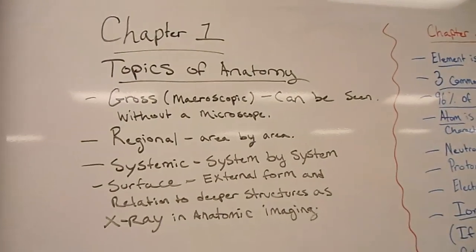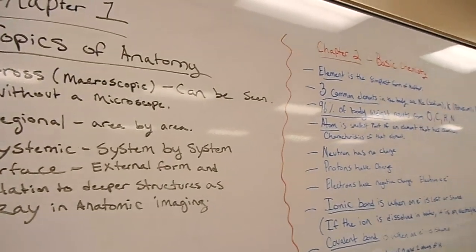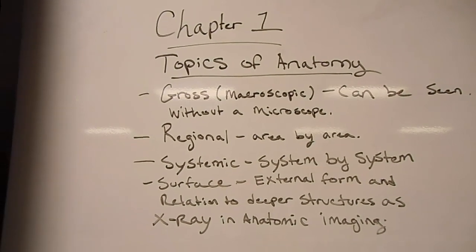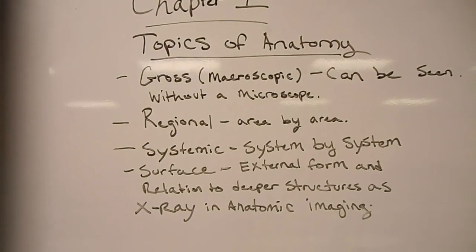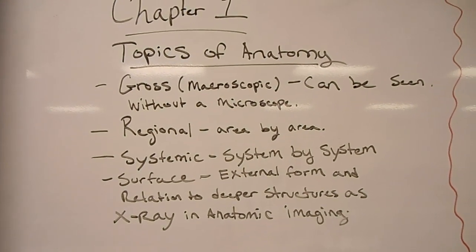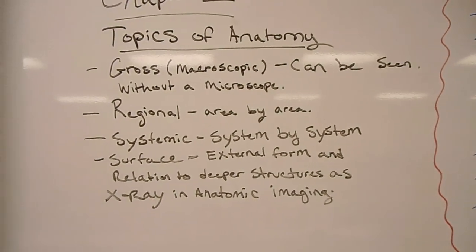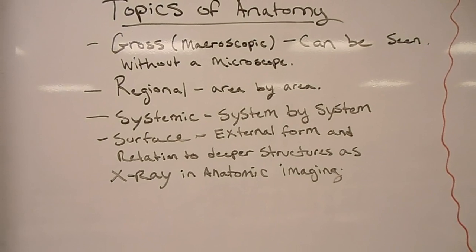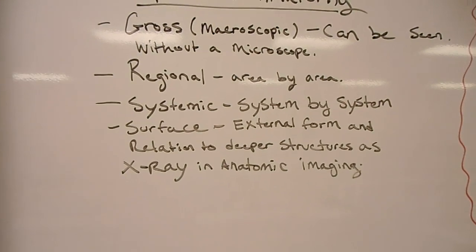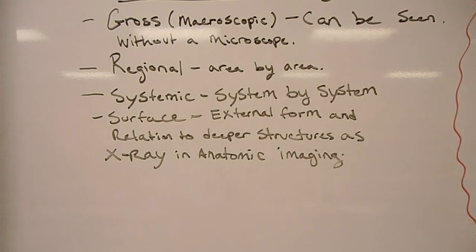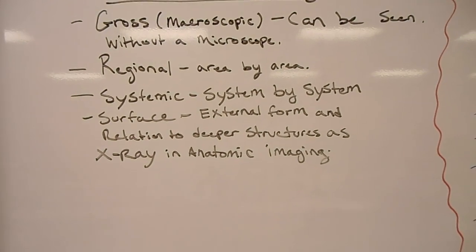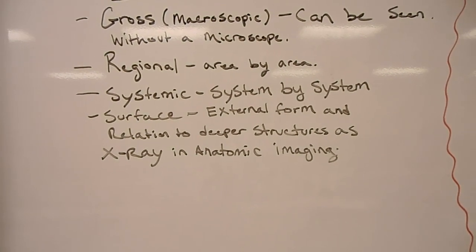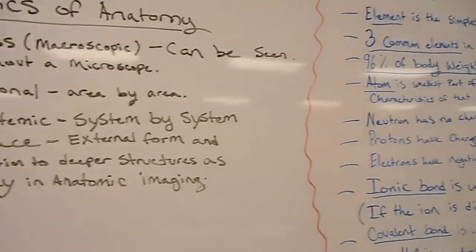Okay, a lot to cover in this video, even though the notes for it were only a page long. So I forgot these topics from chapter 1. The topics of anatomy can be broken down into gross or macroscopic, which means it can be seen without a microscope, and regional, which is studied area by area, and systemic, which is what we are doing with our A&P classes, which is system by system, and then surface, which means external form in relation to deeper structures such as X-ray and anatomic imaging. Okay, moving on to chapter 2.